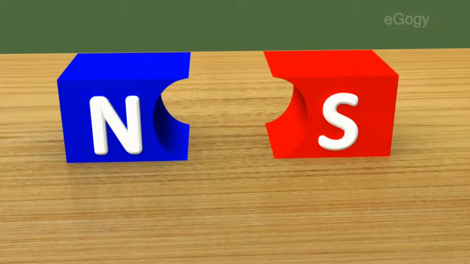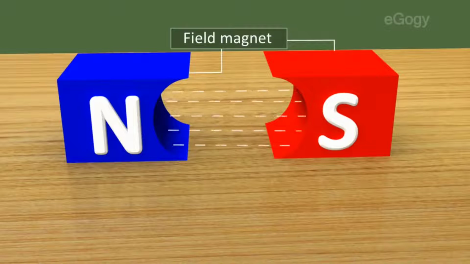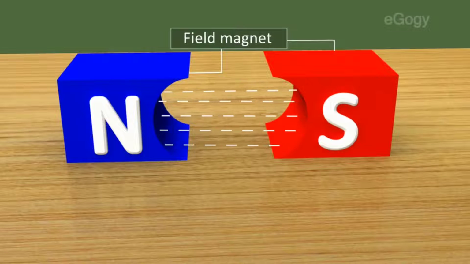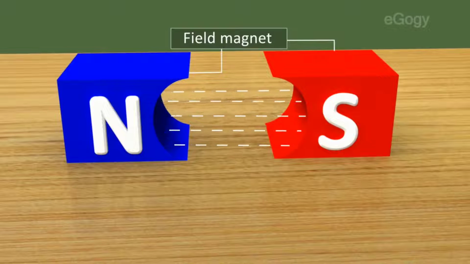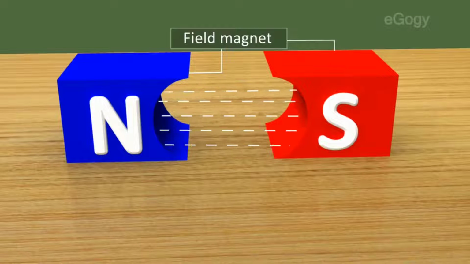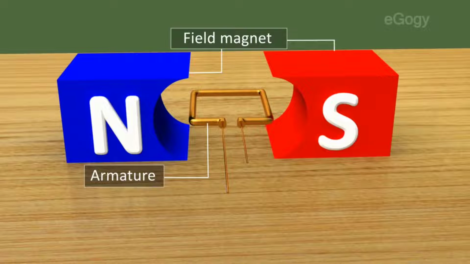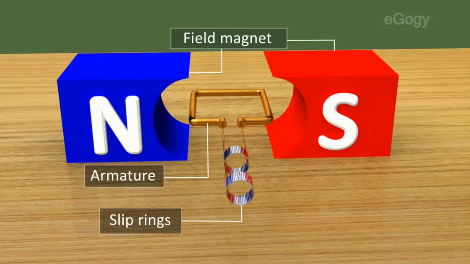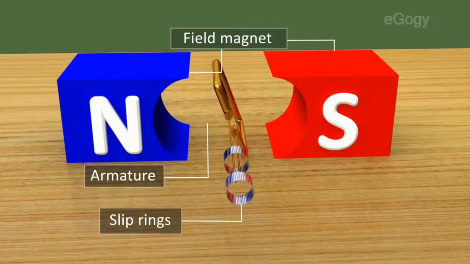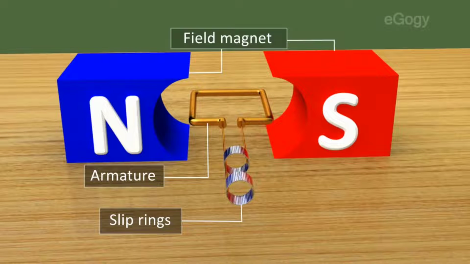The magnet which produces magnetic flux in a generator is called the field magnet. The direction of flux lines is from the north pole of the field magnet to the south pole. An armature is a coil in which insulated conducting wire is wound over a laminated soft iron core. The slip rings are circular rings fused to the ends of the coil. They rotate about the same axis as that of the armature.